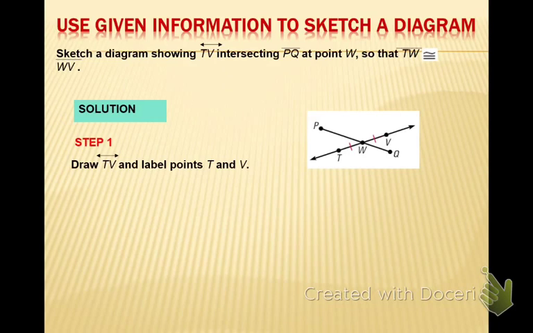First step, draw TV. So they drew TV and label points T and V. We need to know where points T and V are. Then we have it intersect.